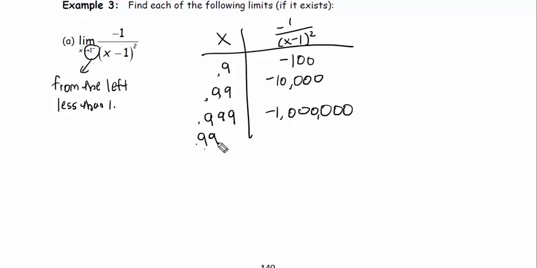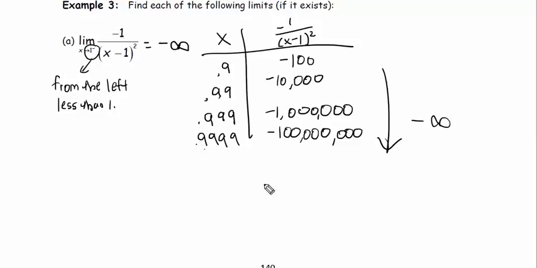So 0.9999 should be negative 100 million. So these numbers are getting astronomically small very, very quickly. That means that this limit ends up being negative infinity because these numbers are going to negative infinity. All right, so the limit is negative infinity.